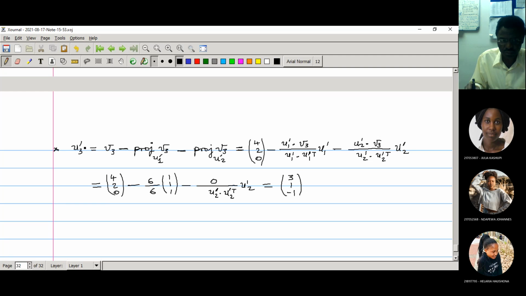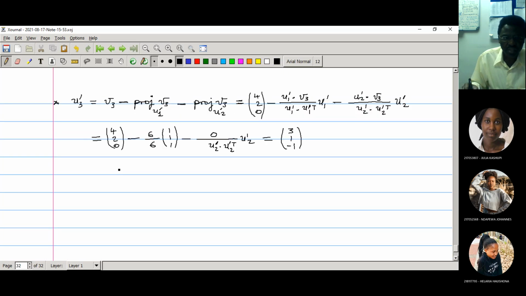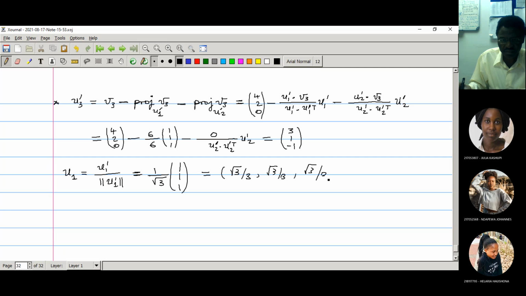So this is our U3 prime. Okay, now the last thing is to normalize each of the vectors. So U1 is U1 prime divided by the norm of U1 prime. U1 we know is (1, 1, 1), so that will be (1, 1, 1) divided by the norm, which is square root of 3, times (1, 1, 1). If I want, I can rewrite this as (square root of 3 by 3, square root of 3 by 3, square root of 3 by 3) transpose. That's exactly the same thing.